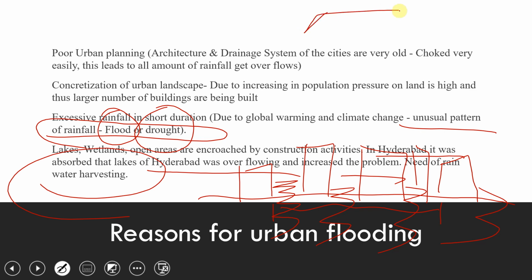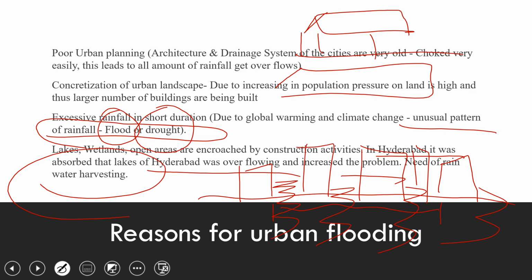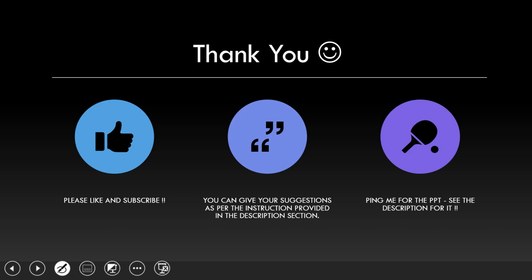If there is a house, in the underground you should have a tank that can store the rainwater, and it will help in recharging the underground water also, and you can use that water during a drought kind of situation. Okay, so I hope you understand the reasons behind urban flooding.